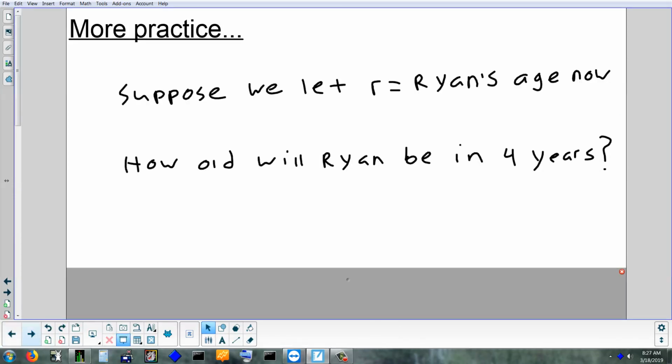All right, so another very similar one. Let R equal Ryan's age now. How old will Ryan be in 4 years? We don't have to figure it out. We just want to be able to express it or represent it. So right now, Ryan is R. How would you get his age 4 years in the future? What would be the calculation? Exactly, R plus 4.